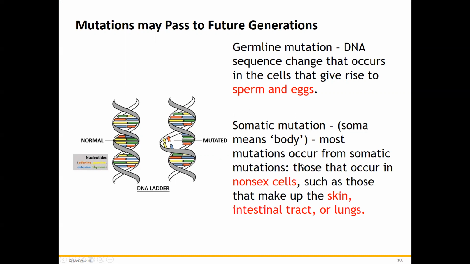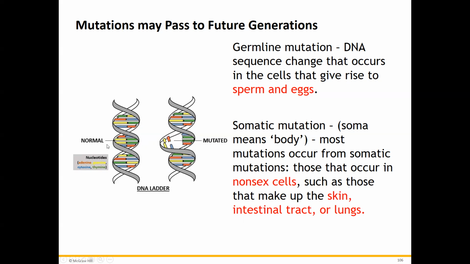Somatic mutations are where most mutations occur. Soma means body. Somatic cells are all the cells in your body. Any cell you can name, a nerve cell, a skin cell, a liver cell, a kidney cell, connective tissue, epithelium, any of that, those are all somatic cells. The only other type of cell in your body are called gametes, and those are your sperm and your eggs. Somatic mutations are typically the ones that occur most often. So how does that happen?